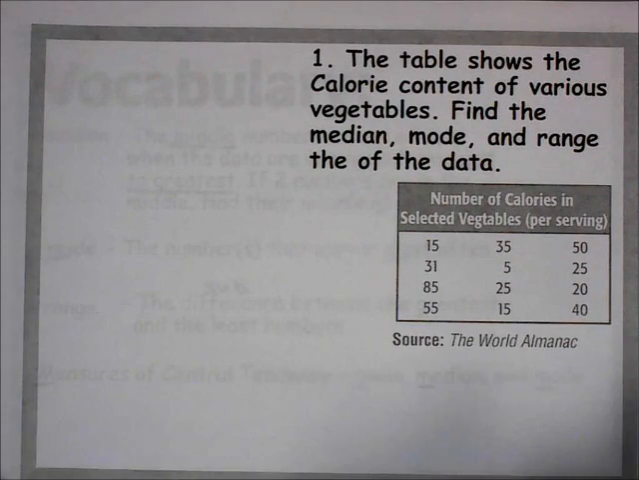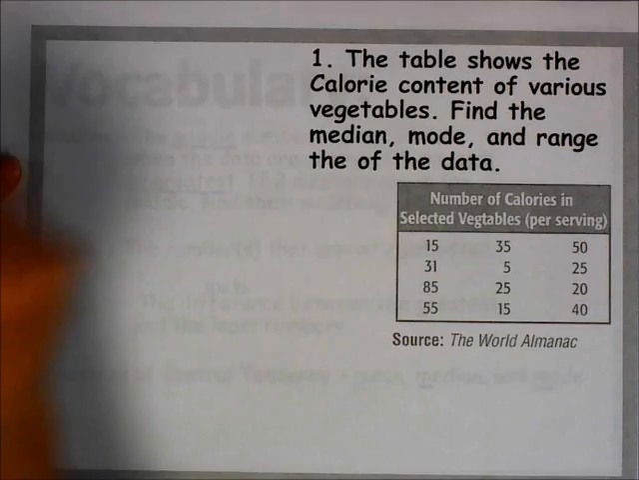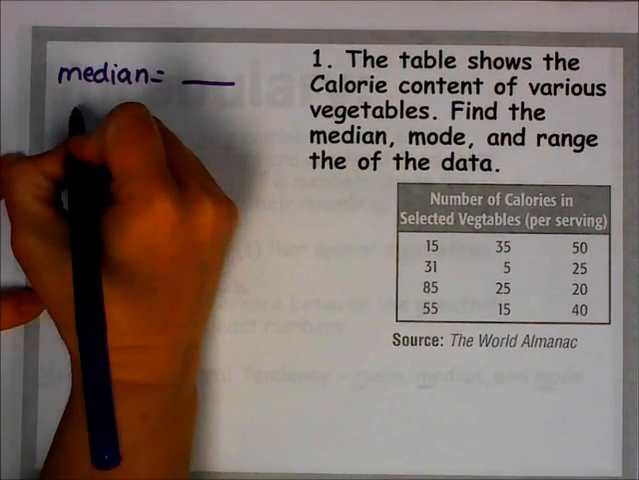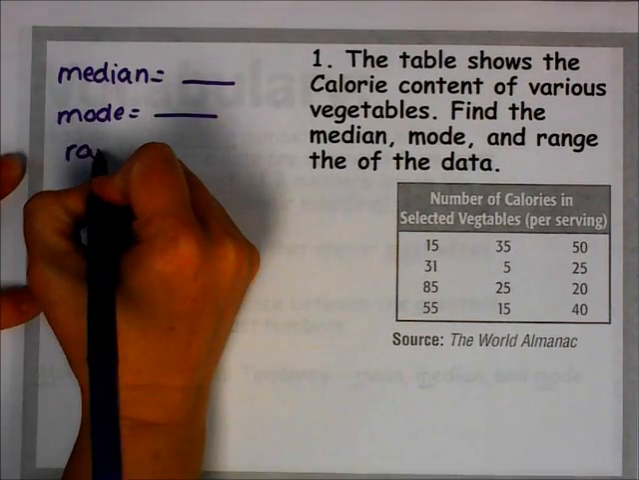Okay, let's look at question number 1. It says the table shows the calorie content of various vegetables. Find the median, mode, and range of the data. So I need to find the median, the mode, and the range.